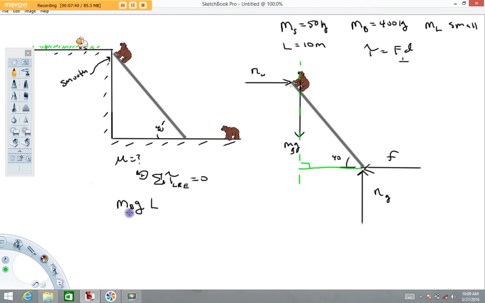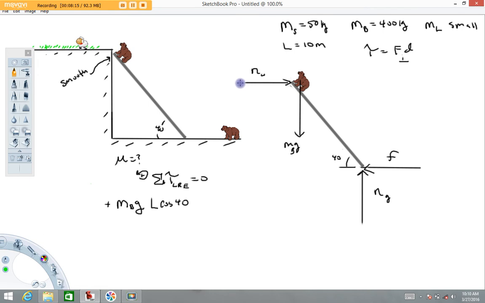So the torque term we're going to want is going to be weight of the bear, mg, times L cosine 40. I'm going to get rid of some of this stuff here before I write that out. All right. So mg for the bear times L cosine 40 degrees. That torque term is positive because this force makes this system want to rotate counterclockwise about this point, and I've got counterclockwise positive.